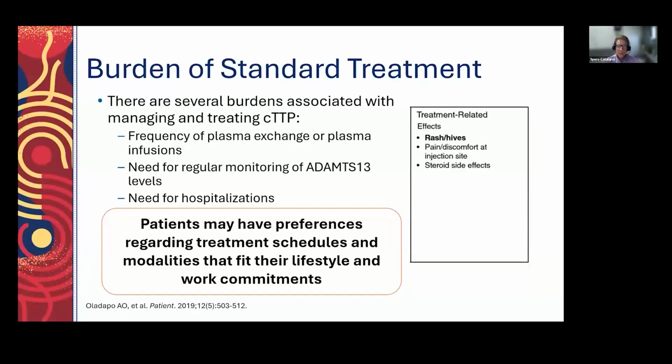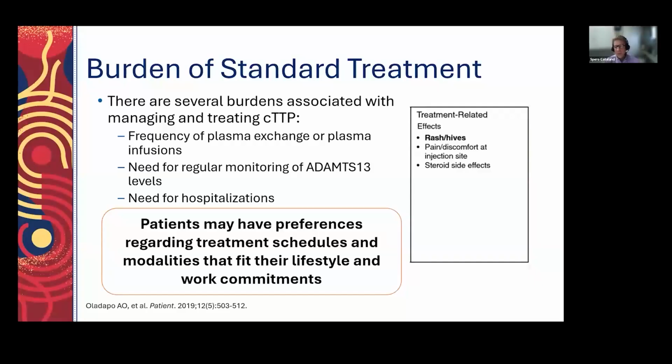There are certainly burdens of the standard treatments on patients with congenital TTP. Patients who require or are on plasma exchange for TTP, but more commonly, obviously, in congenital TTP, plasma infusions, there's a significant burden. We may start patients out every 2 weeks with a goal of a normal platelet count potentially, but certainly we're starting to understand the goals, as you've heard earlier, are symptom control, both short-term but long-term prevention of complications. There is regular blood monitoring that's required, including the ADAMTS13 activity, and rarely hospitalizations.